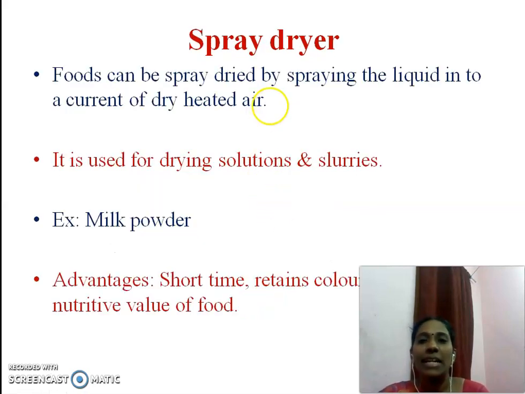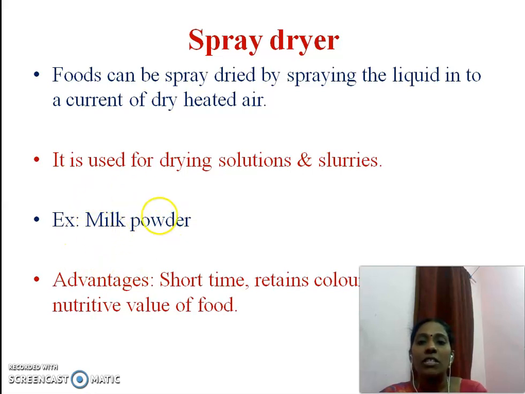Next one is the spray dryer. The foods can be spray dried by spraying the liquid into a current of dry heated air. It is generally used for drying solutions and slurries. For example, if you want to convert milk into milk powder, this spray dryer can be used. All liquid foods, not only milk, can be converted into powder form. For example, if you want orange concentrates or orange powders, we can go for spray dryers. That will be helpful for making powders.